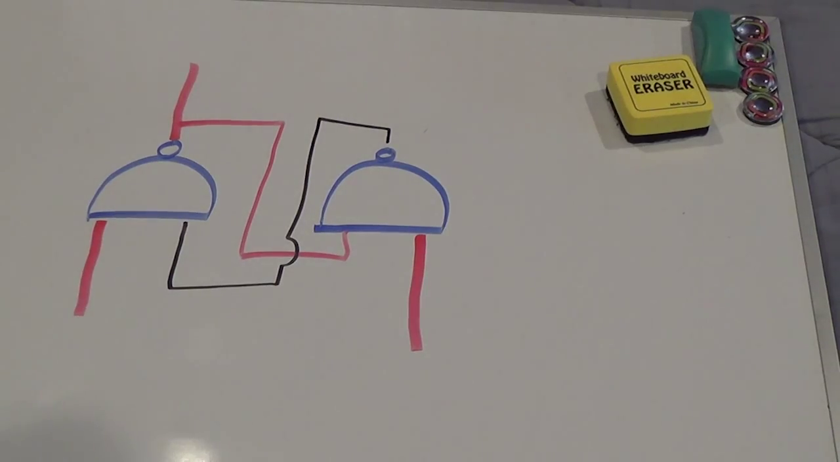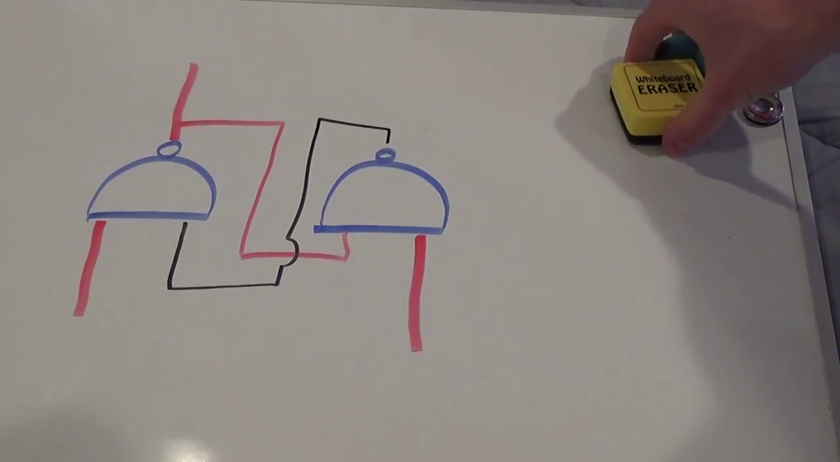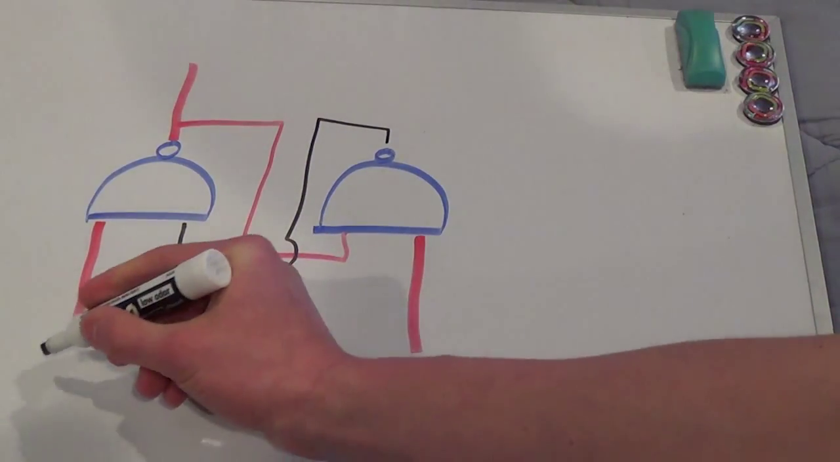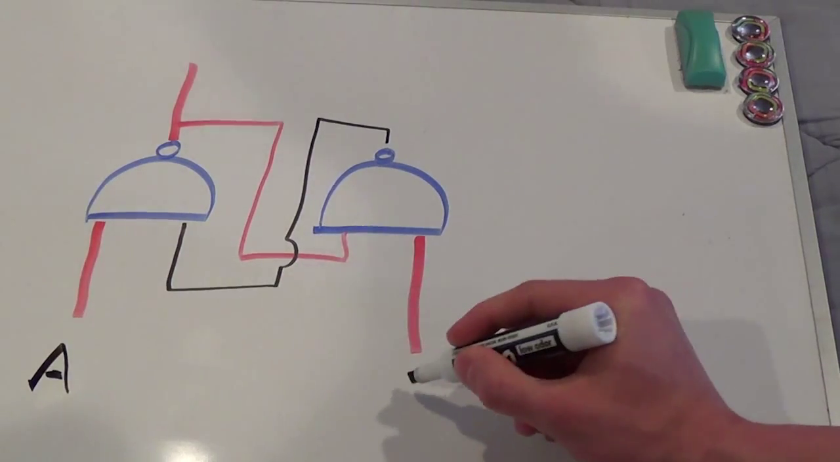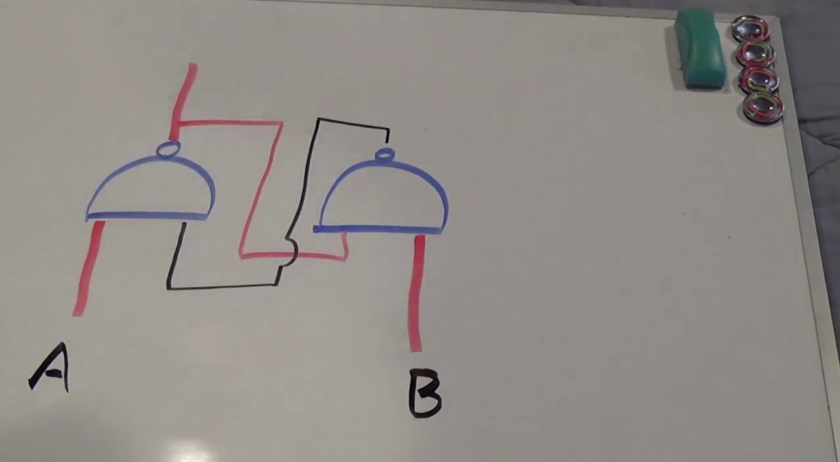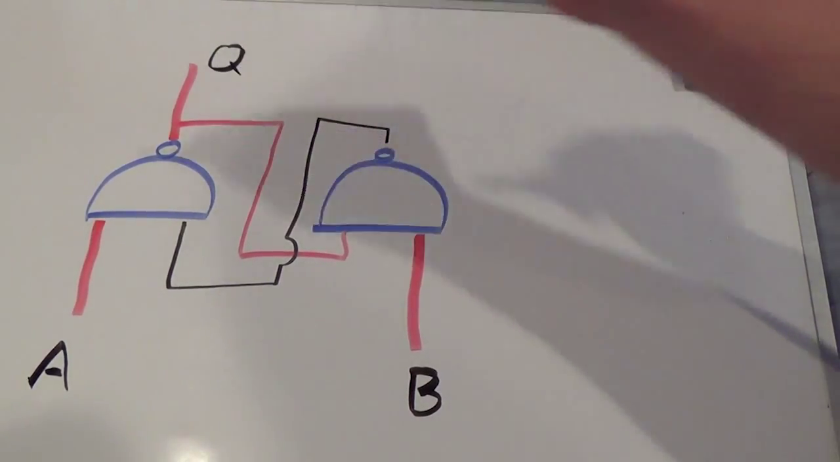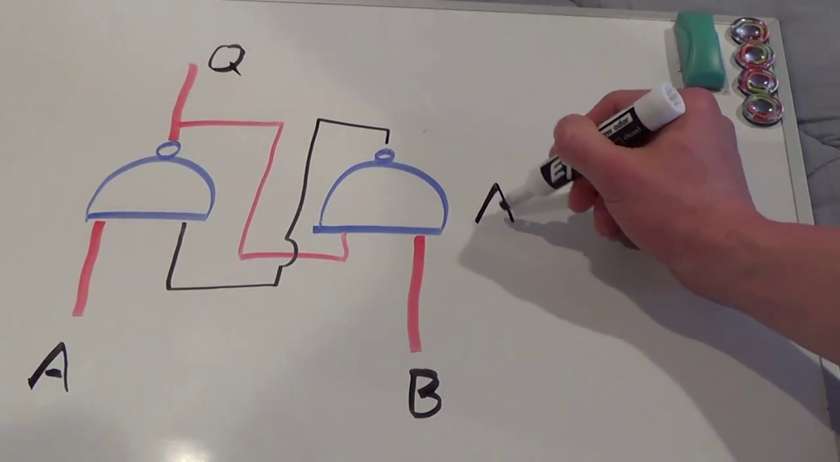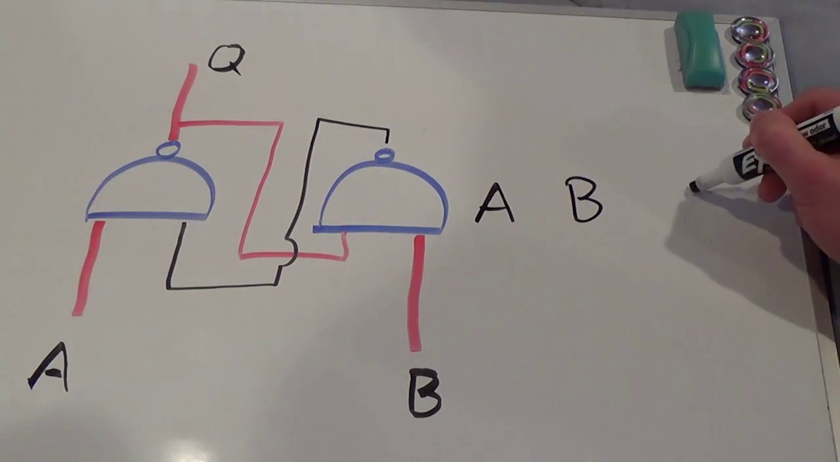So that is the set reset NAND latch. Before we go into the positive edge trigger D flip-flop, I would like to go over the data table for this set reset NAND latch. So again, I'm going to label this input A, this input B, and our output here I'm going to label Q, as that's done by convention. So if I draw the data table here, we have A, we have B, we have Q.